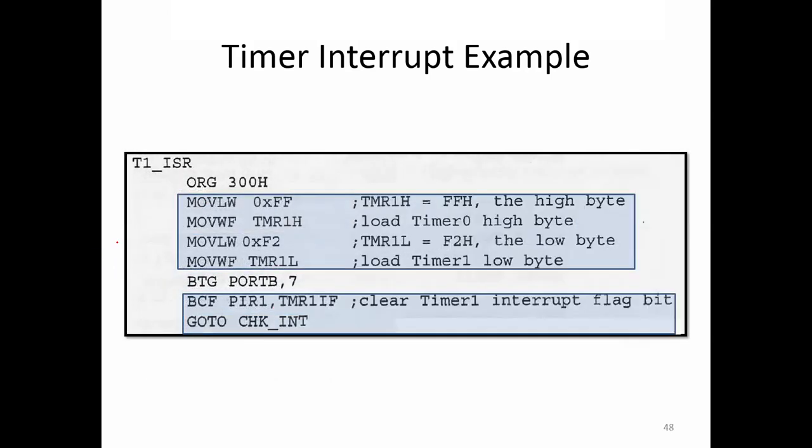Part number 5 is identical to part number 4. We just have to do it with timer 1. So move LW FF, move WF timer 1 high, move LW F2, move WF timer 1 low. Then our task here is just to toggle B7. Then you have to clear the timer 1 flag, and then you have return.